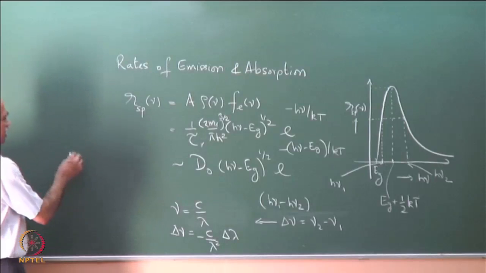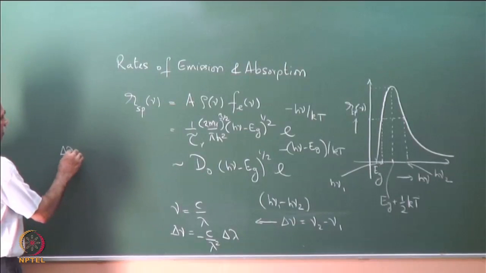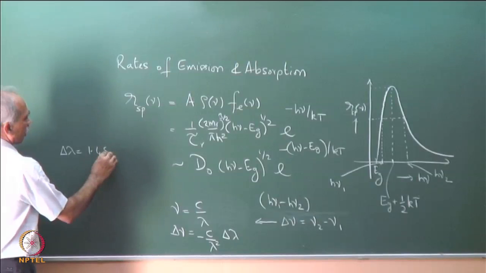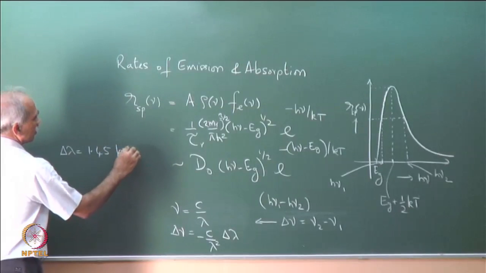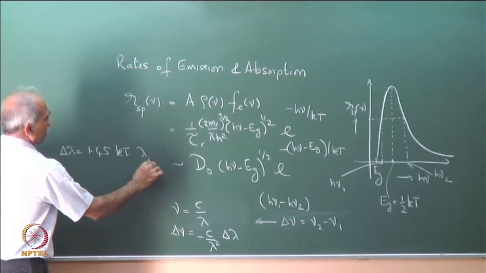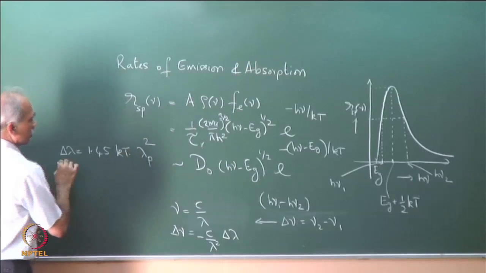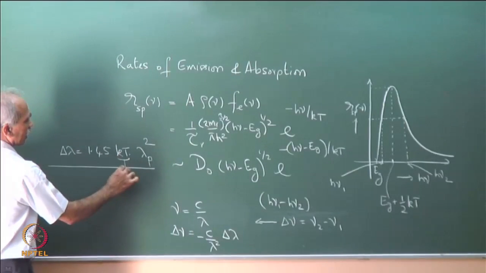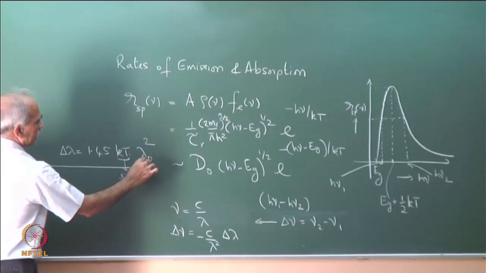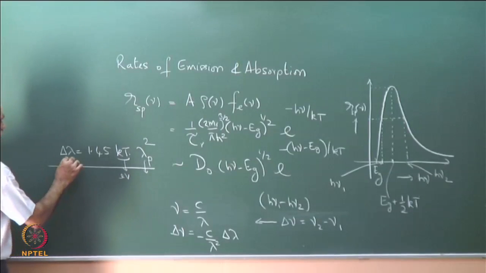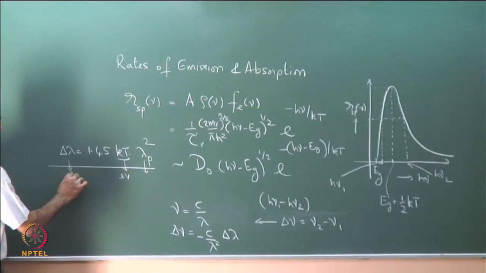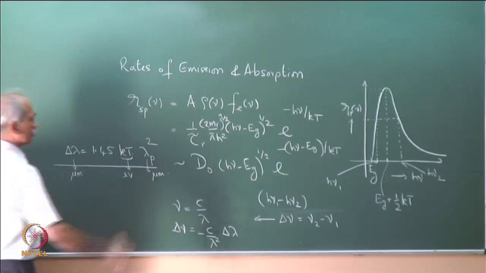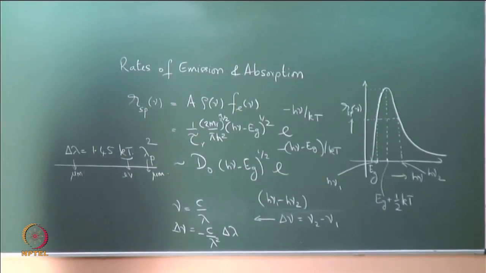I had written an expression showing that delta lambda is approximately equal to 1.45 into kT into lambda_p square. Here kT is in electron volts and lambda_p and delta lambda are in micrometers in this expression.